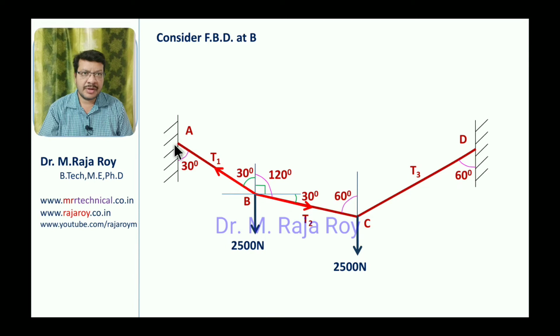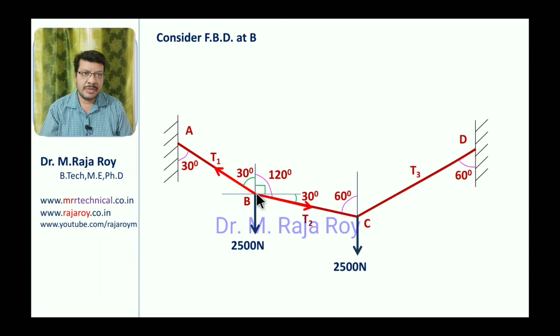If you go for this particular point A, here T1 is one unknown, here x component, y component you will get. That means x component, y component and T1, three unknowns you are getting. We have only two equations, that's why you can't solve the problem. So you don't go for this particular A point. Similarly, you don't choose D point also, because at D point also you are going to get three unknowns. So select B point and C point only.